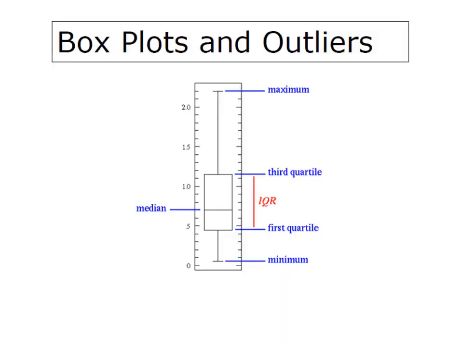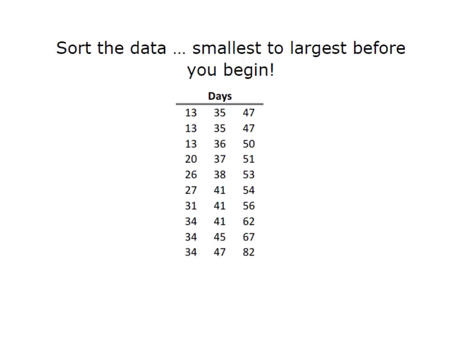Hey everybody, it's Professor Williams, and we're going to construct a box plot and use it to check for outliers. So the first thing that we have to do is sort our data, and always sort it from the smallest to the largest before you begin. My data is the number of days, and I've got it sorted for you here.